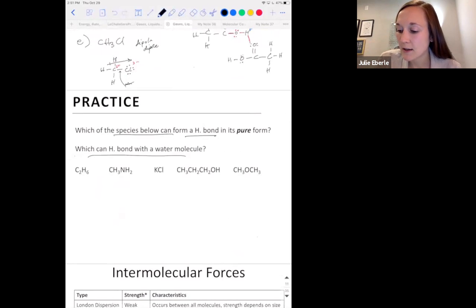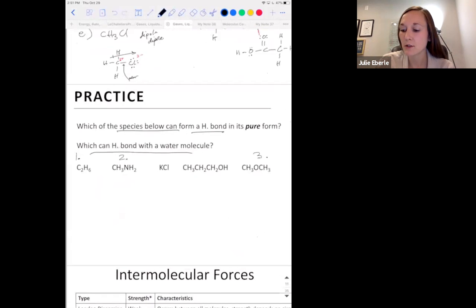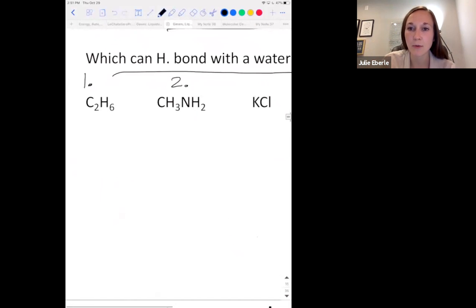So we're going to do this problem here, but we're only going to look at 3 of these for time's sake. We're going to do 1, we're going to do 2, and I'm going to call this one 3. We're going to do those 3. So let's look at this first one. We're asking the question, can it hydrogen bond with itself or with a water molecule?